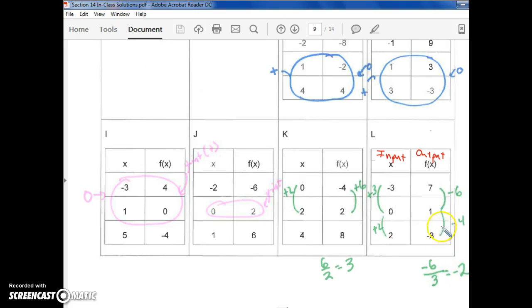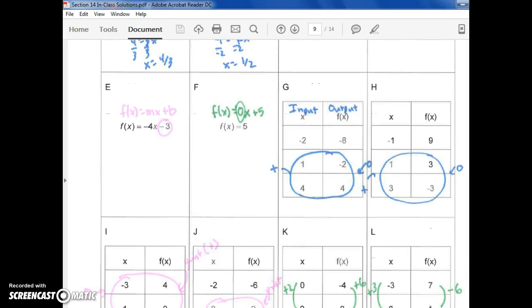And same thing for the other one. If I wanted to pick the other points, the 1 and the -3, I could do that. So my output change is -4, and my input has a change of 2. -4 over 2 gives me the same thing. Doesn't matter if I go from the beginning to the end as well. It's the same slope. So same thing on k. We do -4 to 2, that's a +6. And 0 to 2 is a +2. 6 divided by 2 gives me 3.